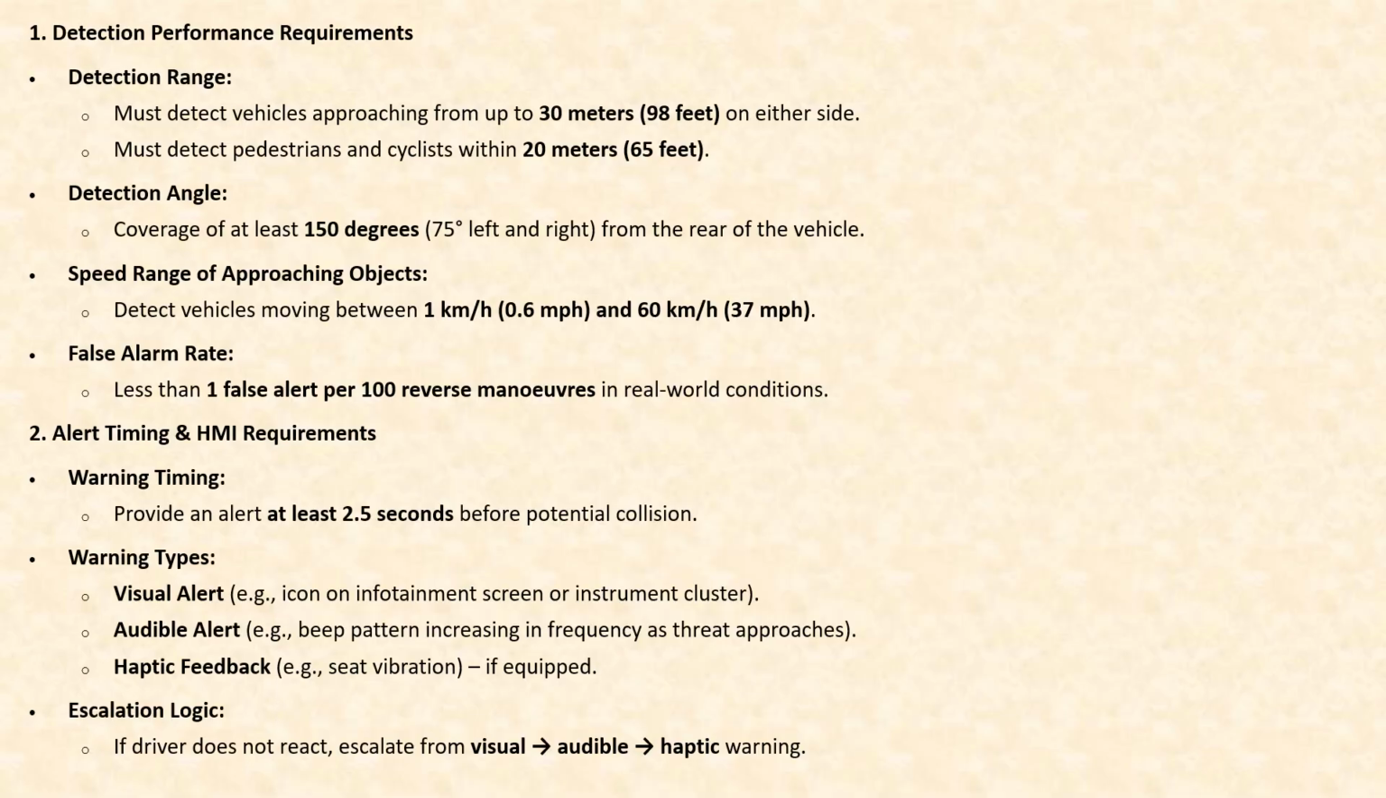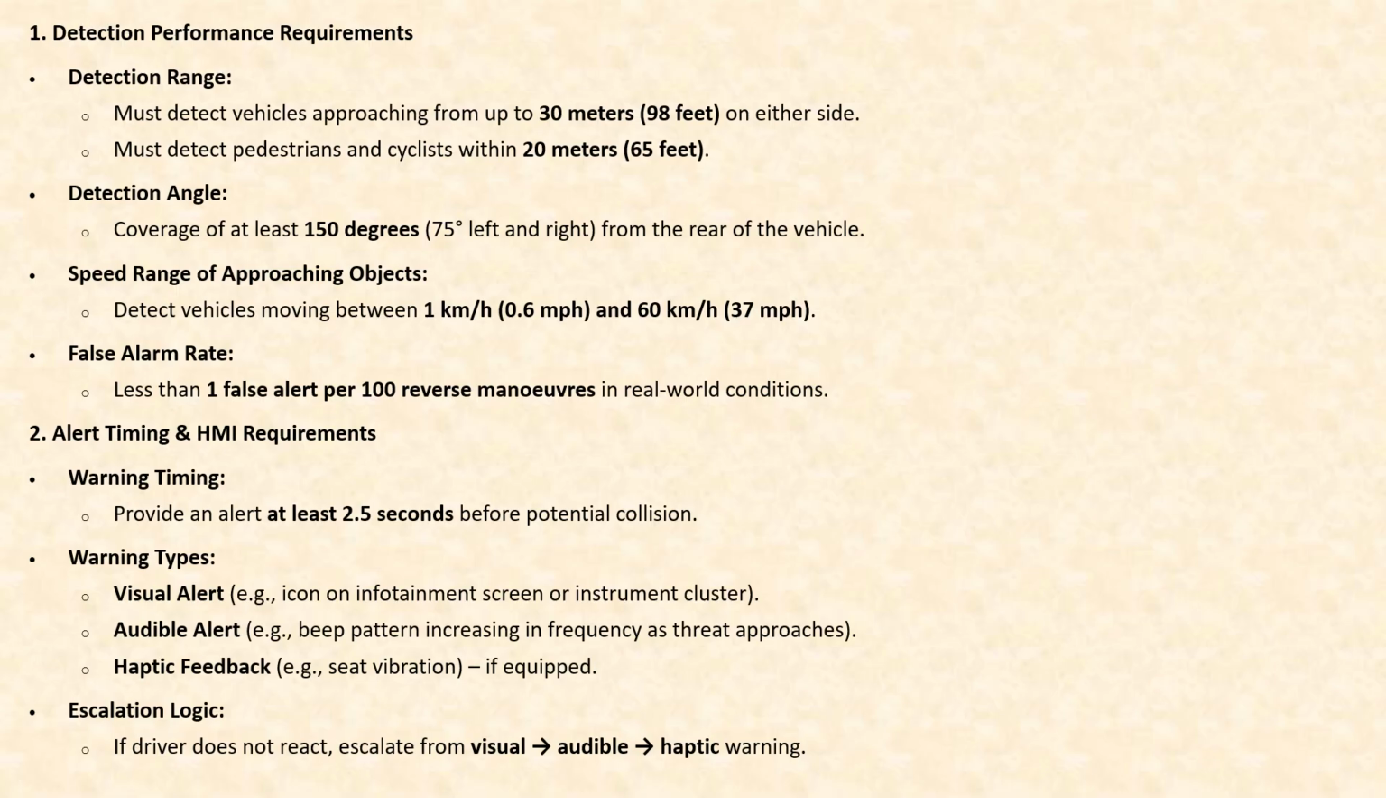Now the first and foremost thing is detection performance requirements. What are the various detection parameters that must be included? First is detection range. It must detect vehicles approaching up to 30 meters or 98 feet on either side. This is the primary requirement, and it must detect pedestrians and cyclists within 20 meters.